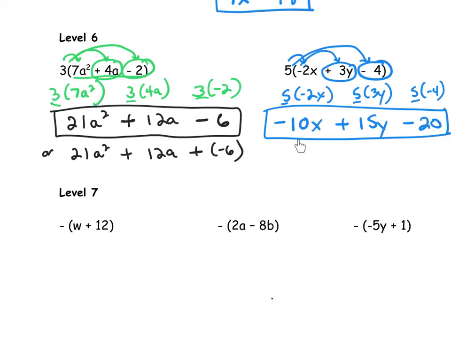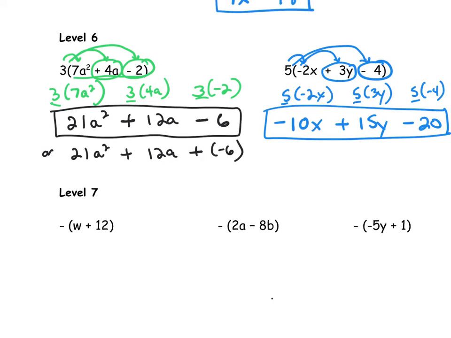All right, it's negative 10x plus 15y minus 20. And one of the most common errors are the signs, making sure that we have the proper signs with each term.